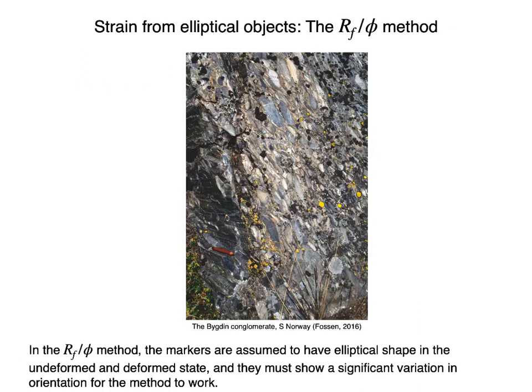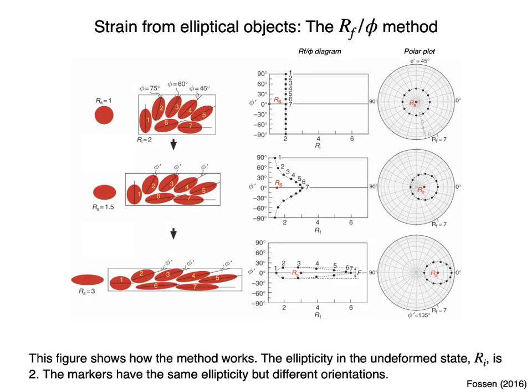If we are dealing with elliptical particles in the undeformed and deformed states, such as the clasts of a conglomerate, we can use the Rf over Phi method. Notice that for this method to work, the particles in the deformed state must have a significant variation in orientation. This figure shows how the method works.